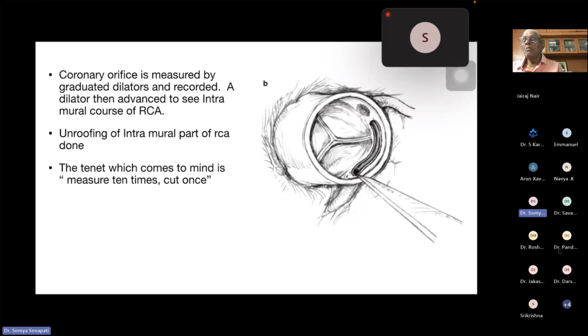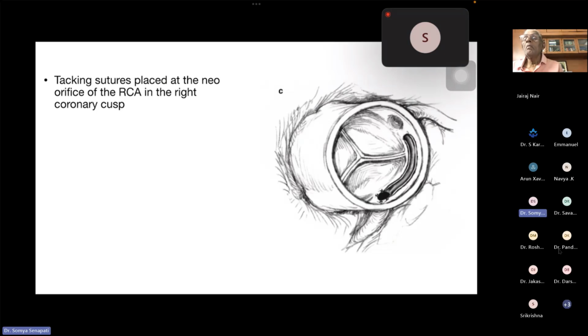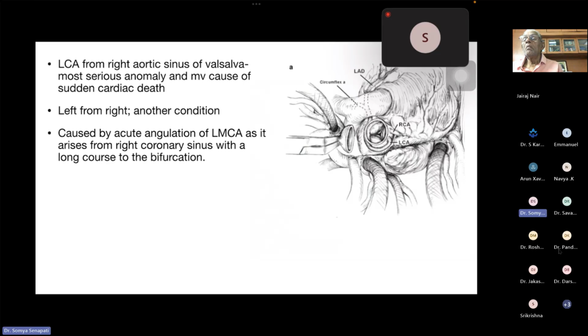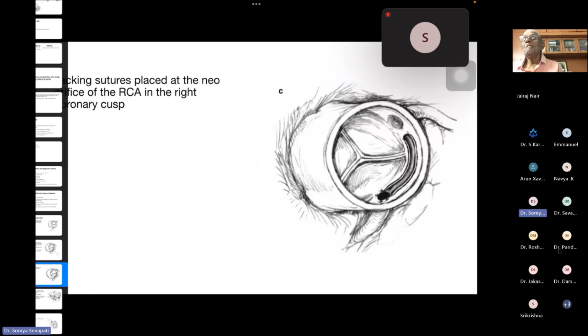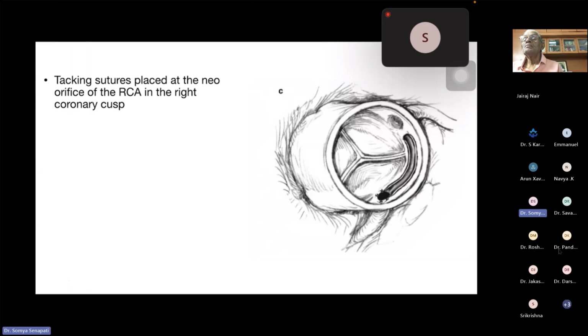Unroofing of the intramural part of the RCA is done, where the adage comes to mind: measure 10 times, cut once. Tacking sutures are placed at the neo-orifice of the RCA in the right coronary cusp. And hence, we separate the ostium of the right and the left coronary.